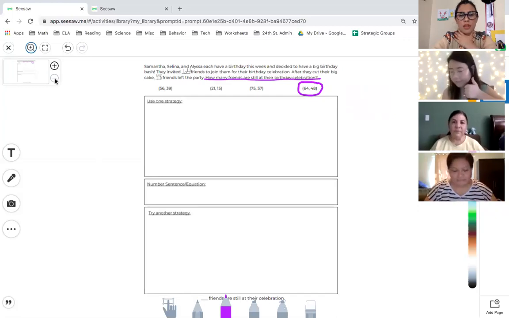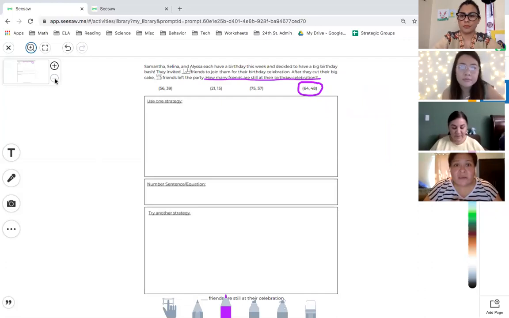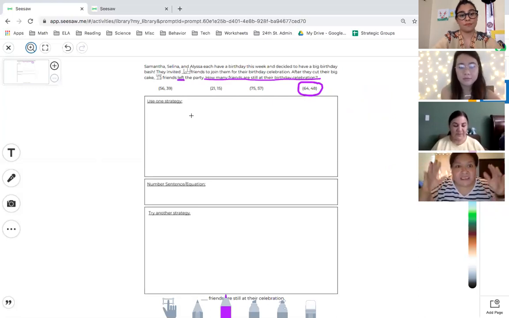Ms. Rosales, what do you think? Well, you said a key word, that the people left. There was a group of people that left. So the group is not going to get bigger. It's going to get smaller. So we're going to have to subtract.